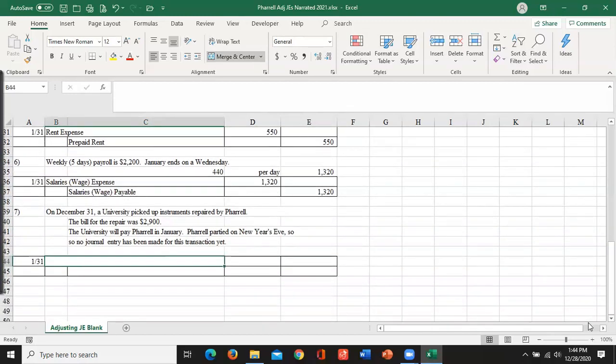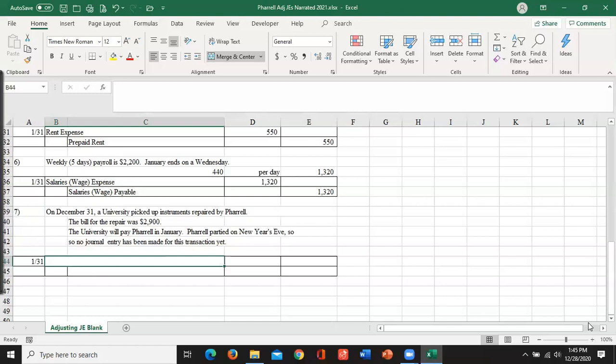Let's say a university brought in a bunch of instruments to be repaired, and they come in and pick them up, so they'll have them for their New Year's Day parade. So they pick up their instruments. Pharrell gives them a bill for $2,900, or an invoice, and the university is going to pay it in January. They're going to give it to their accounts person, and they'll take care of it. Obviously, Pharrell partied on New Year's Eve, so he didn't make a journal entry for that transaction.